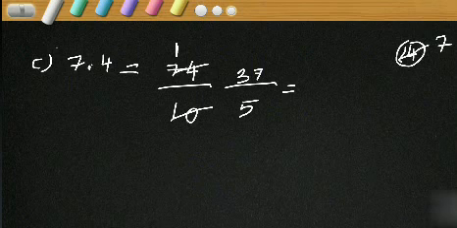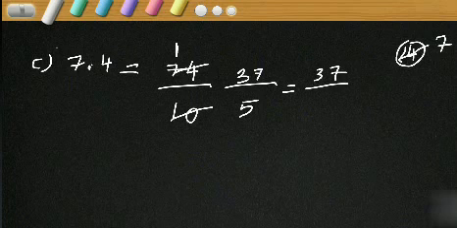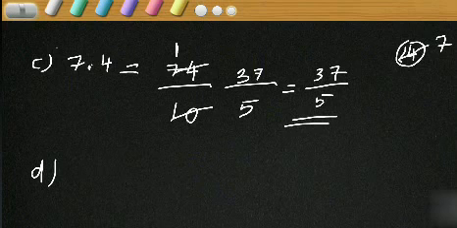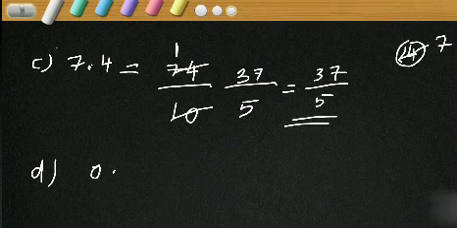So which is the final answer? 37 by 5 is the required answer. If you want, you can convert this improper fraction into a mixed number. If you want only, otherwise also no problem. Okay, D. The question is 1.2, no, sorry, that we have done, I think. Okay, next question is 0.25.